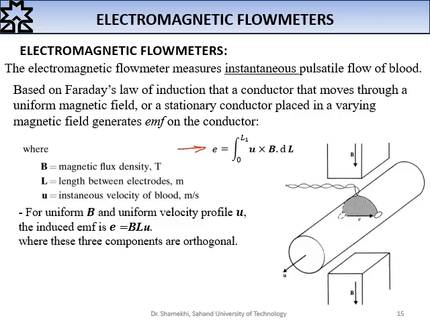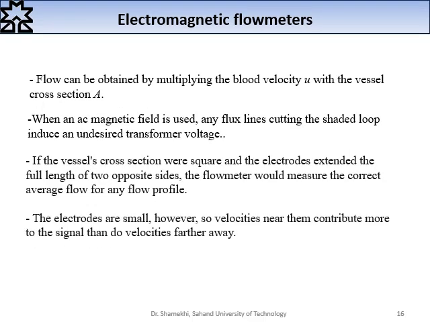For uniform B and uniform velocity profile U, the induced EMF is this: BLU, the magnetic flux density multiplied by the length between electrodes and the instantaneous velocity of blood, where these three components are orthogonal. As you can see, we have a magnetic flux here. We have two electrodes to measure the generated EMF. Also, we have a moving fluid inside our vessel. Flow can be obtained by multiplying the blood velocity U with the vessel cross section A.